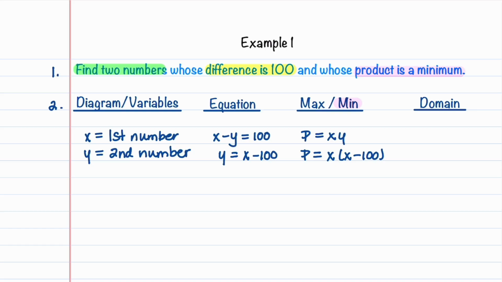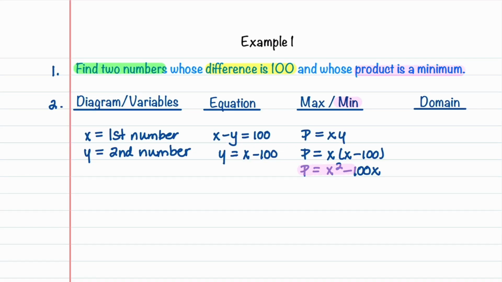In the next step, we will need to find the derivative of p. So what we need to do now is rewrite p in the way that makes the derivative as easy as possible. I'm going to write this as p is equal to x squared minus 100x. That way we won't have to use the product rule. I'm going to highlight our product because we're going to need to refer back to that.